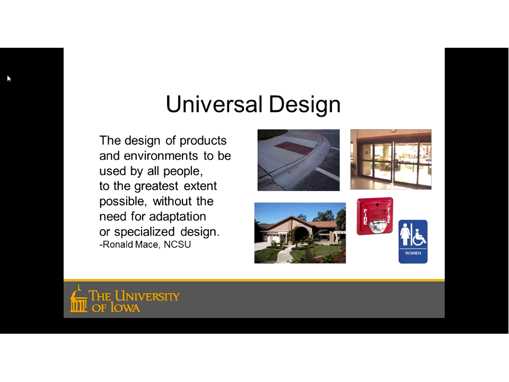A guy named Ron Mace looked at things and said, instead of building buildings and then having to add on handicap accessible ramps later on that don't really look good in the flow of the building, and maybe are somewhere around the corner that's not at the main entrance, why don't we build this in on the front end, making buildings and environments accessible to everybody on the front end?